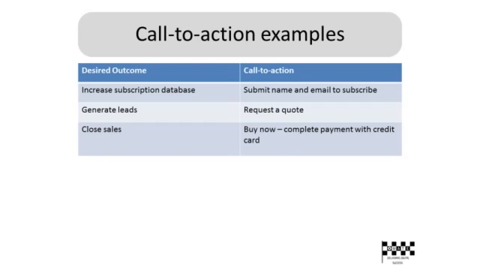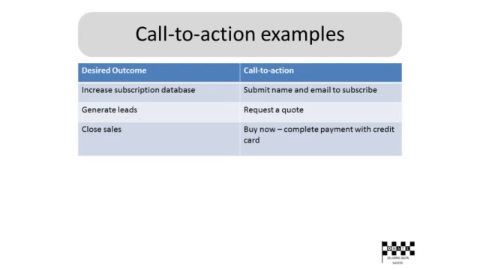These are some quick examples of different call to actions. So if your desired outcome is maximizing your subscription database, then you want your visitors to actually submit their name and email and subscribe to your newsletter or to your email database. So that's the call to action you want your visitors to complete. If your desired outcome is generating leads, then you want them to request a quote. You have a clear button saying request a quote. You want your users to click request a quote, give out their name, their contact information, and request a quote through your website.